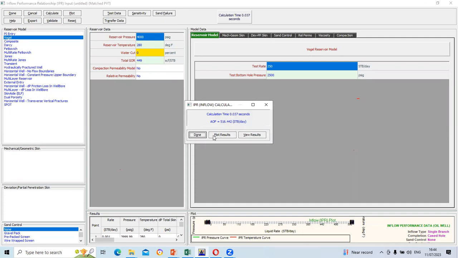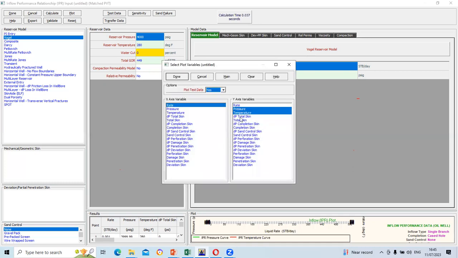All right, the calculation has been done already. Once the calculation has been done, I can now plot the result. On the x-axis, I have my flow rate. On the y-axis, I have my pressure and temperature. Remember, at the beginning, we specified that we want the software to predict our temperature. That's the reason why you are now seeing this temperature here.